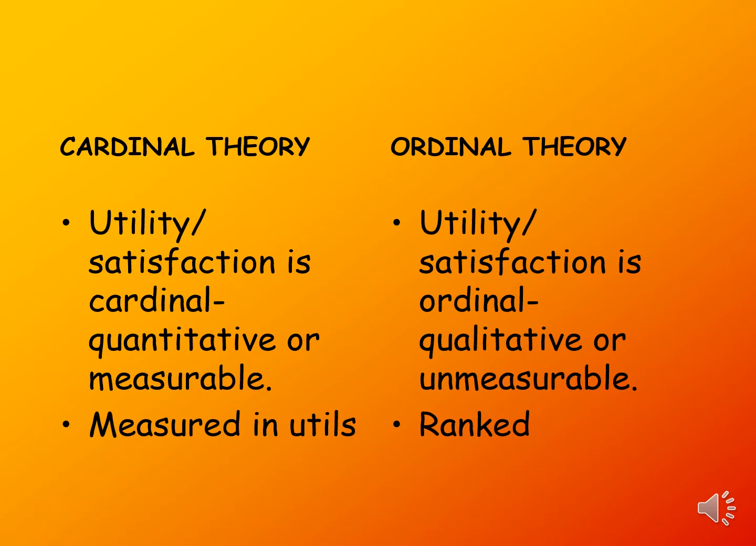Now, what is cardinal theory and ordinal theory? The cardinal theory states that utility or satisfaction derived from a product is cardinal. That is, it is quantitative or measurable in nature and the utility is measured using utils. But ordinal theory is just opposite to that, which states that utility or satisfaction derived from a product is ordinal or qualitative or unmeasurable. If it cannot be measured, then what can be done? It can be ranked. So cardinal theory says that utility is measurable and ordinal theory says that utility is unmeasurable.